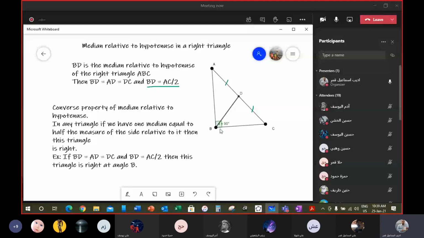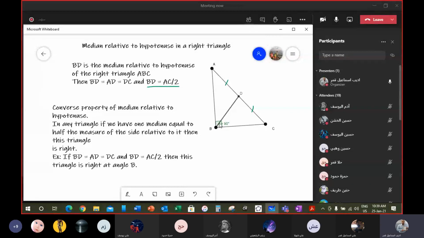Then we have BD equal to AD equal to DC, and BD equals AC over 2. The median relative to the hypotenuse in a right triangle is equal to half the measure of the hypotenuse. We use this property if we have a right triangle. Then we can say that BD is equal to AC over 2, or BD is equal to AD equal to DC.